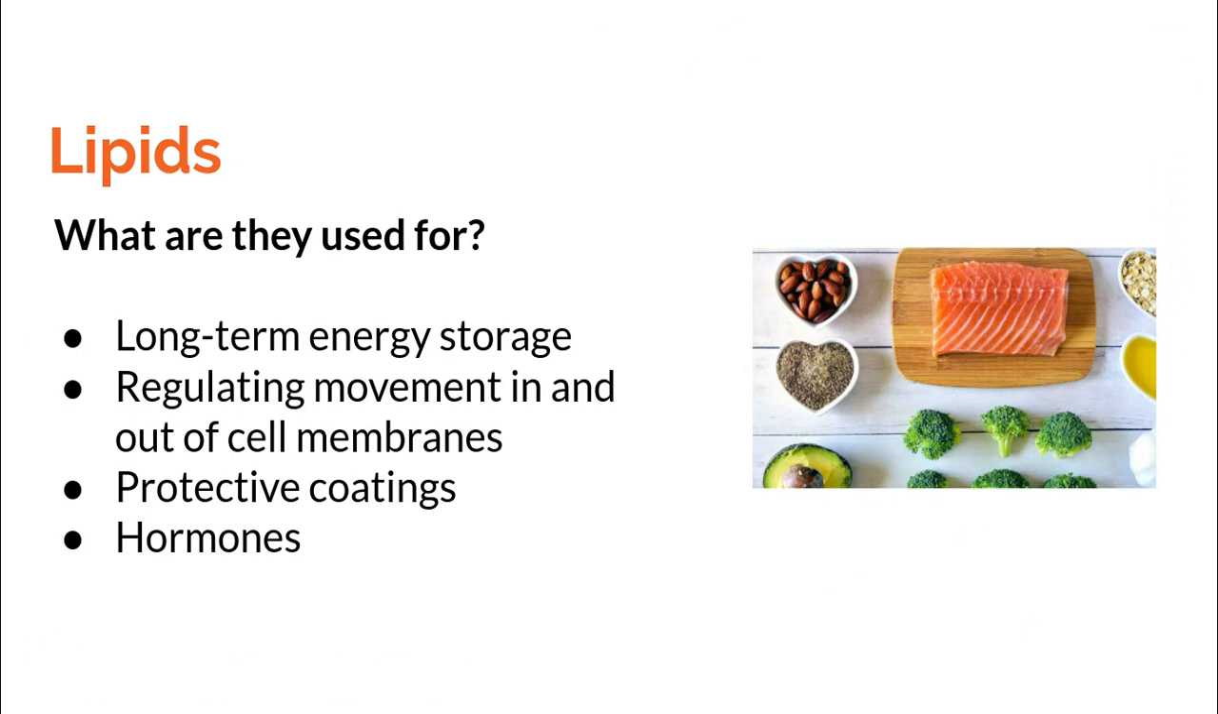So you may remember from prior biology courses that the cell membrane is made of something that's called a phospholipid bilayer. And that name you may have heard before, but perhaps hadn't understood what the word phospholipid means. So we'll talk through that as well. Lipids are also used as protective coatings, both for plants and animals, and a lot of our hormones are also made from lipids.